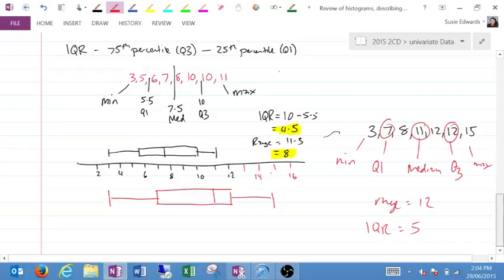All right? Which one has a higher median? Bottom one, this number here. Which one has the lowest minimum? They're both the same. Which one has the lowest maximum? The top one. So can you see how you can compare the two things?